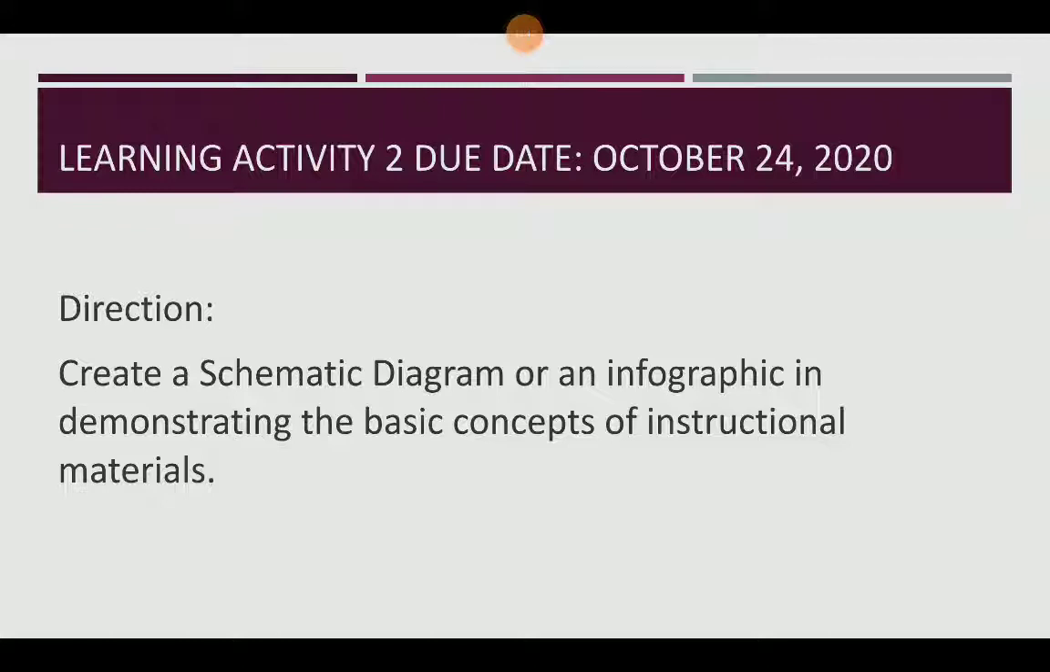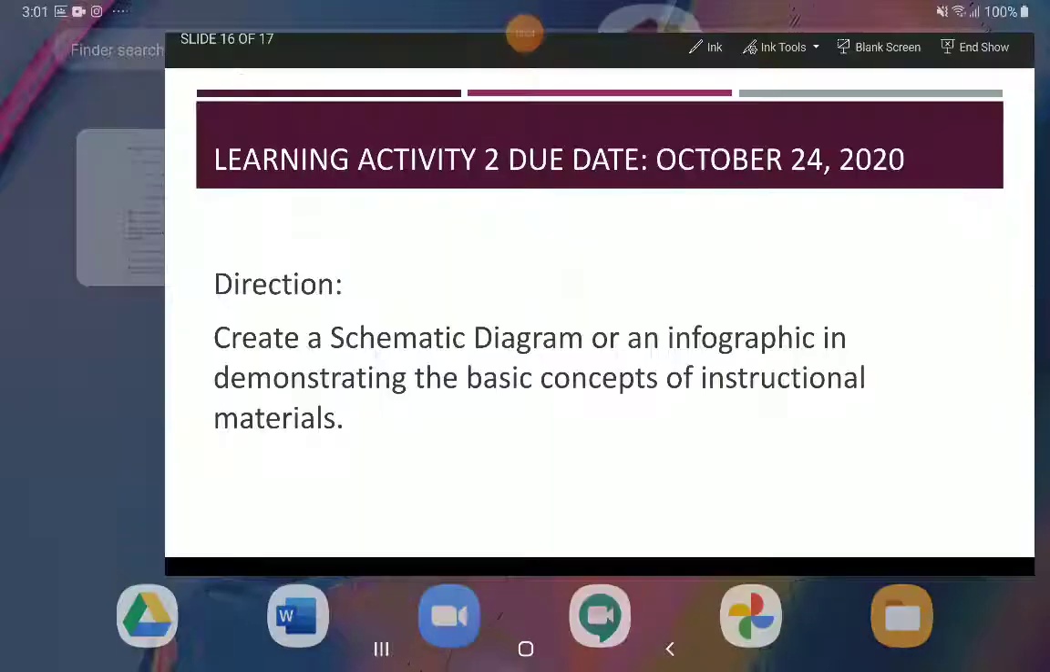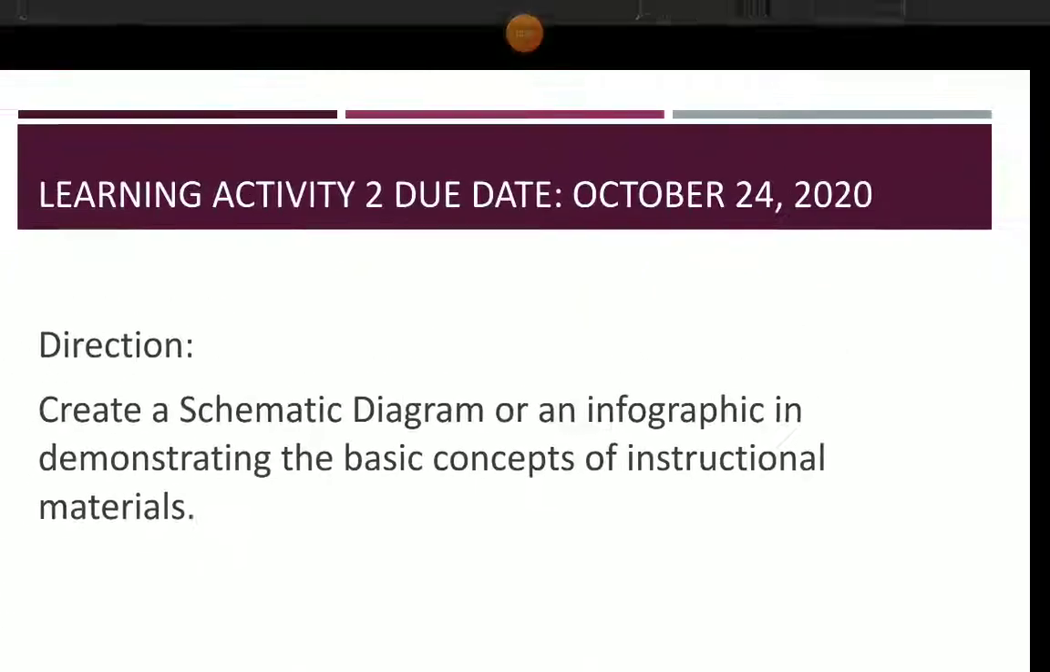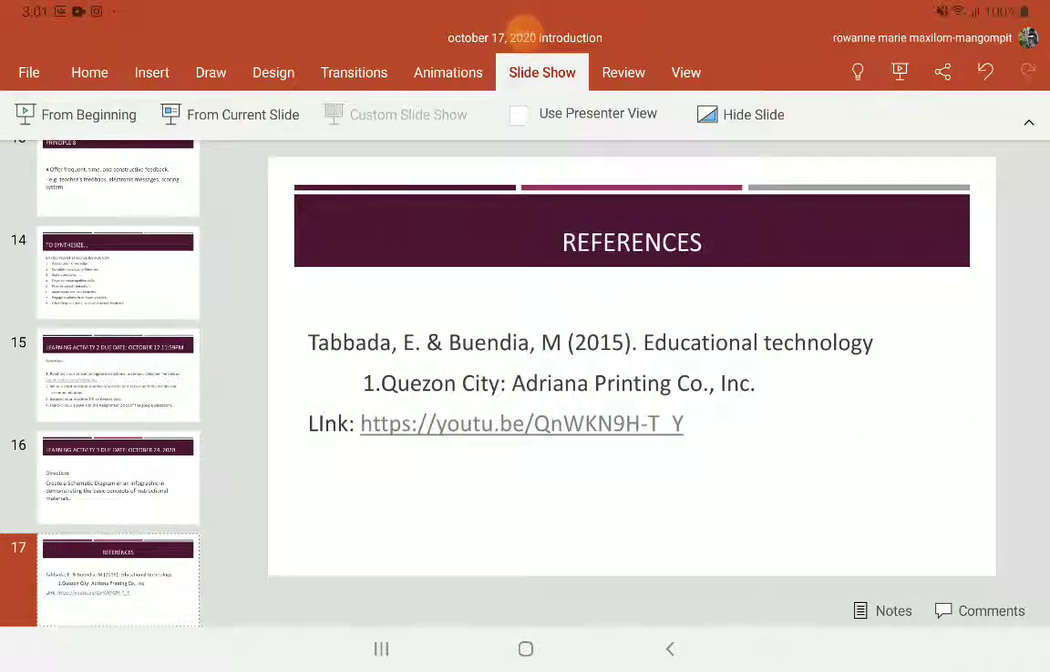And then create a schematic diagram or an infographic demonstrating the basic concepts. Sorry, this is supposed to be activity number 3. Sorry, I wasn't able to edit this earlier. And then references. So there are 2 activities for you to accomplish today.